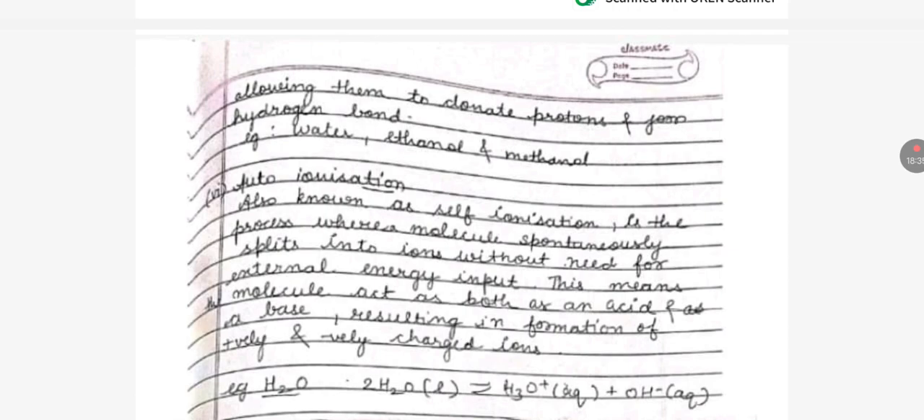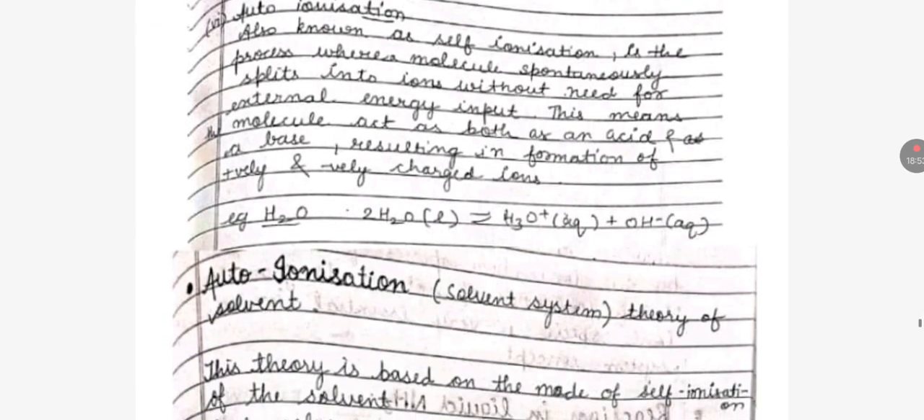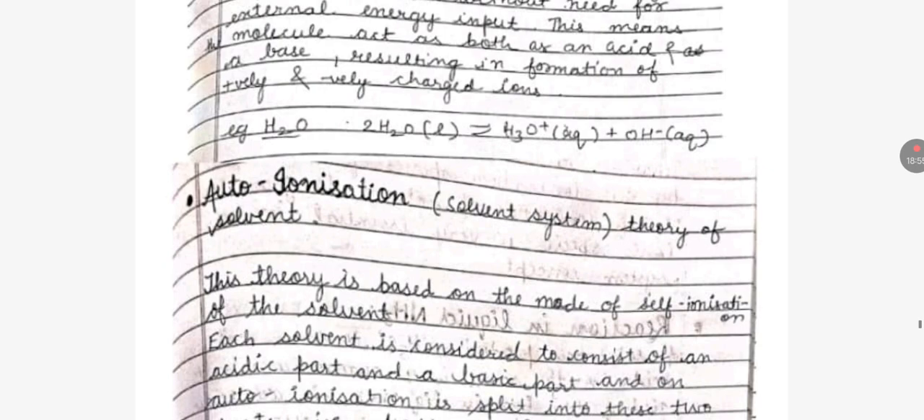Autoionization, also known as self-ionization, is the process where a molecule spontaneously splits into ions without need for external energy input. This means the molecule acts as both an acid and a base, resulting in formation of positively and negatively charged ions.